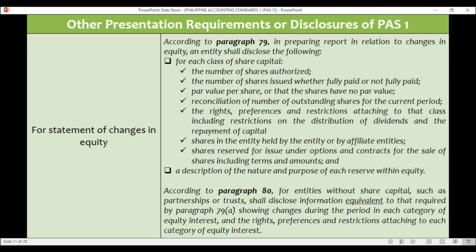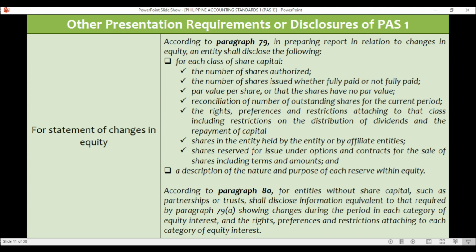The number of shares issued, whether fully paid or not fully paid. Meaning, if there are any subscription, full payment, partial payment, regardless of status should be disclosed. Par value per share, or that the shares have no par value, then state the stated par value. Reconciliation of number of outstanding shares for the current period. If there are any changes or any reacquisition of shares, then that should be disclosed.